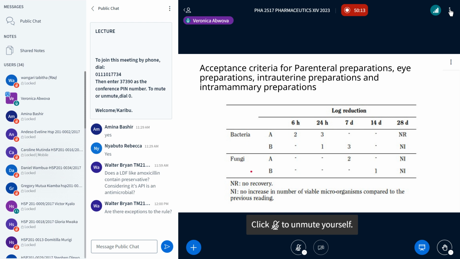Again, with the fungi, remember fungi multiply at a slower rate. At 7 days, you have a 2 log reduction. And then at 14 days, you should not be seeing any microorganisms growing. So I hope that is clear.